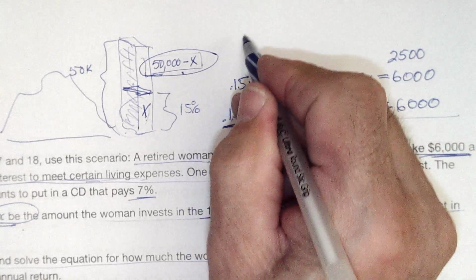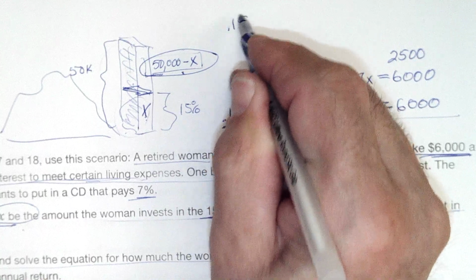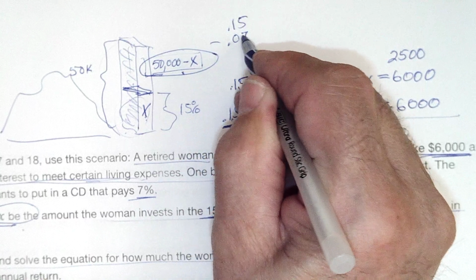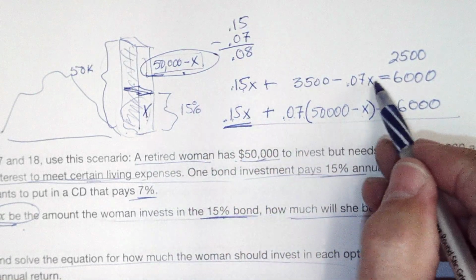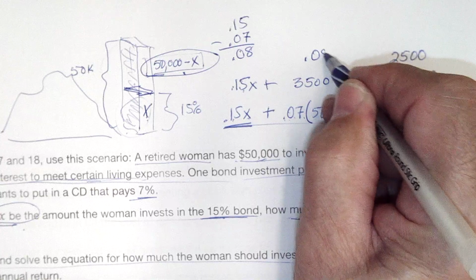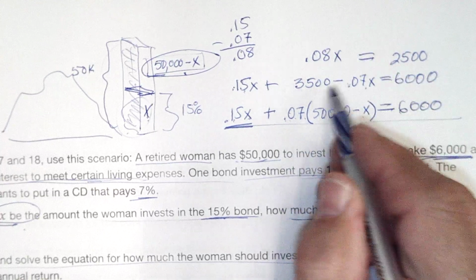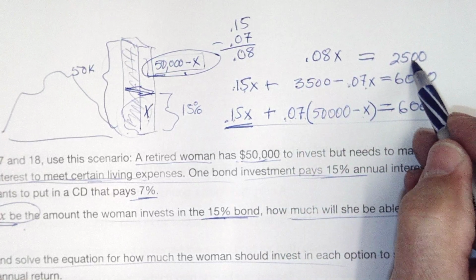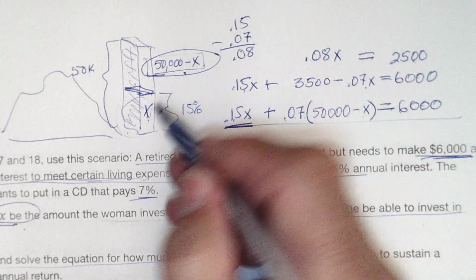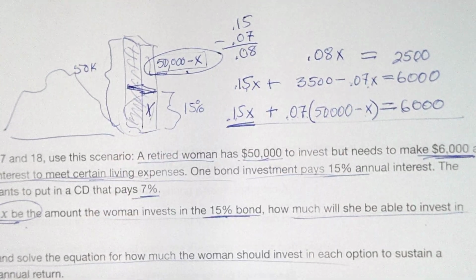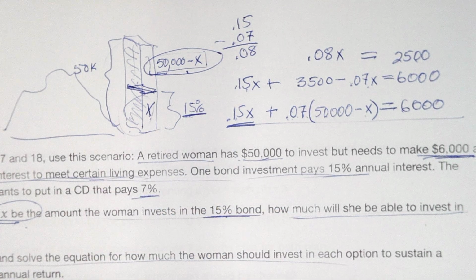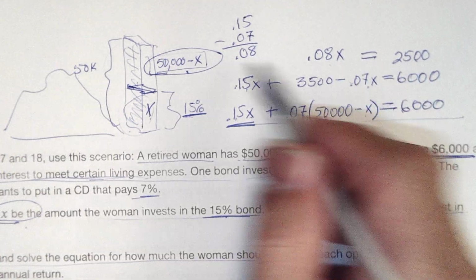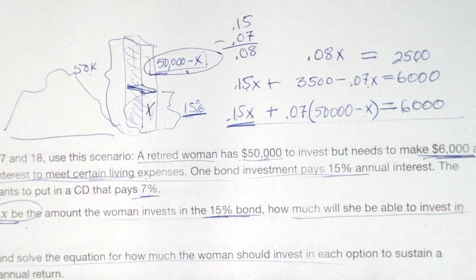And if you take 0.15 minus 0.07, you get 0.08. So this minus this is 0.08x. If you divide that into there, you will get the amount that she should invest in the 15%. And if you take the answer to that away from 50,000, you'll find out how much she invests in the other.